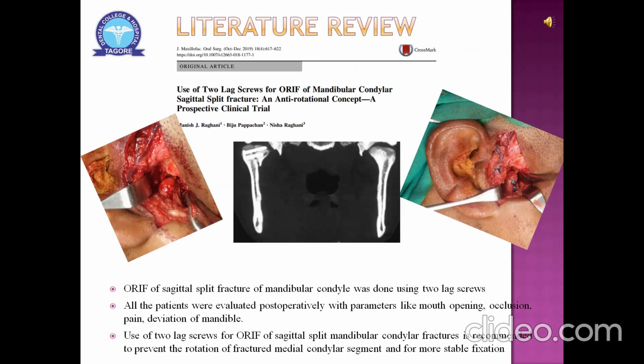Another prospective clinical trial from the Journal of Maxillofacial and Oral Surgery depicts the use of two lag screws for the fixation of sagittal split fracture of the mandibular condyles. All the patients were evaluated with parameters like mouth opening, occlusion, pain, and deviation of the mandible. They concluded that two lag screws for the fixation of sagittal split mandibular condylar fractures is recommended to prevent the rotation of fractured segment and for more stable fixation.